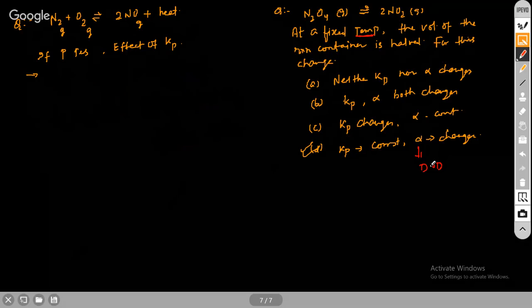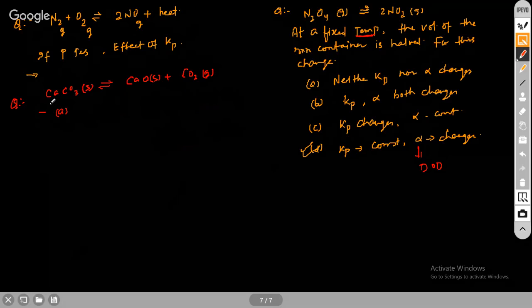One more question, and this question was asked in JEE Advanced. The last one for this, then we'll move on to the next topic. The reaction is given: CaCO3 solid gives CaO solid plus CO2 gas. For this equilibrium, the correct statement or statements are, you may have more than one answer possible.